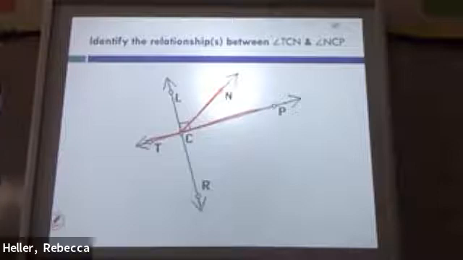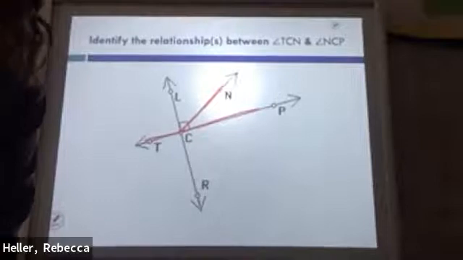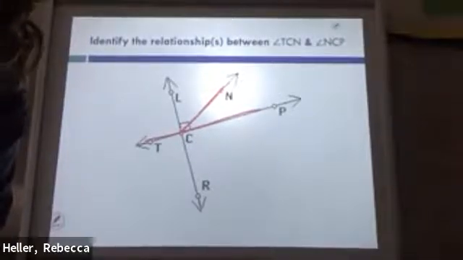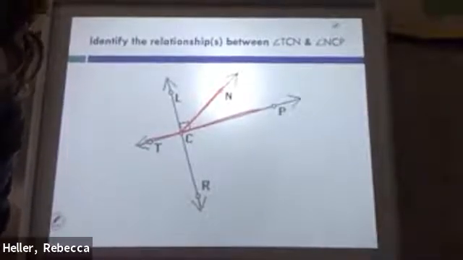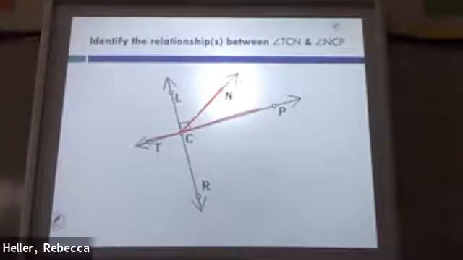Let me actually take attendance this time. All right, so you guys can type in the chat. What is the relationship or relationships between those two angles, TCN and NCP?